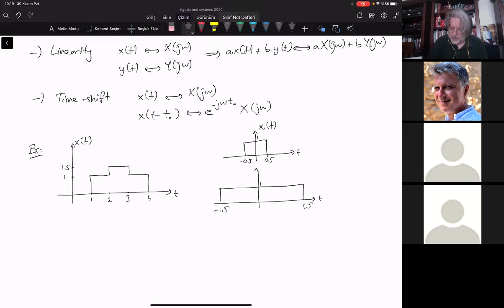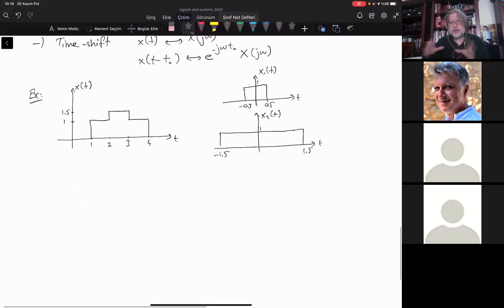Magnitude is again 1, and I'm going to call it x2 of t. And I will shift both of them by 2.5 to the right-hand side. And I will scale x1 by 0.5. I will scale x2 of t by 1. And then I will combine to come up with x of t. So whatever I do for shifting and scaling and combining, etc., I will do the corresponding Fourier transform operations in the Fourier domain.